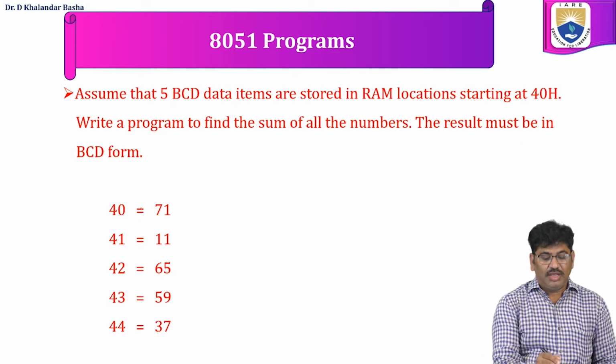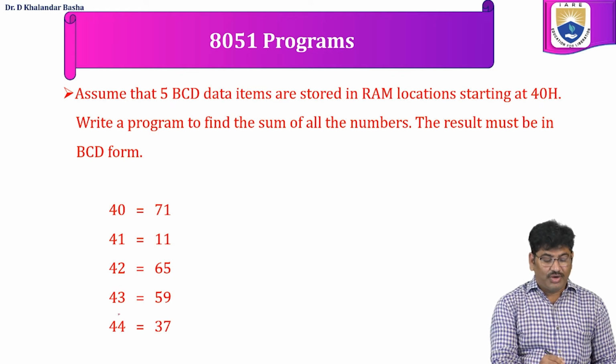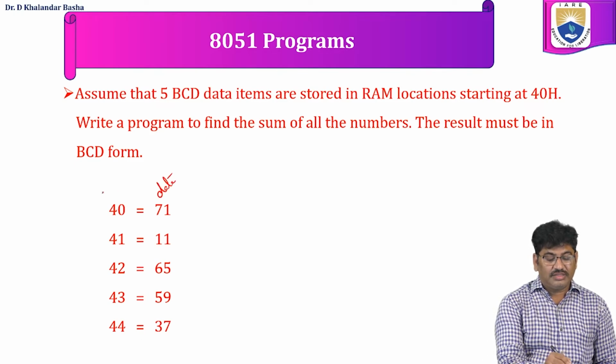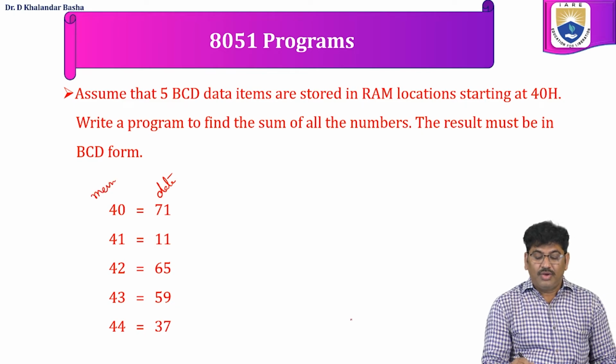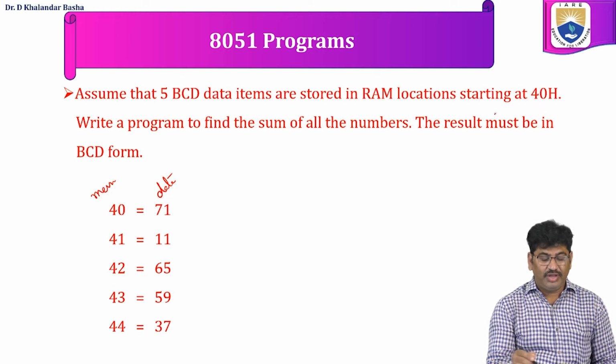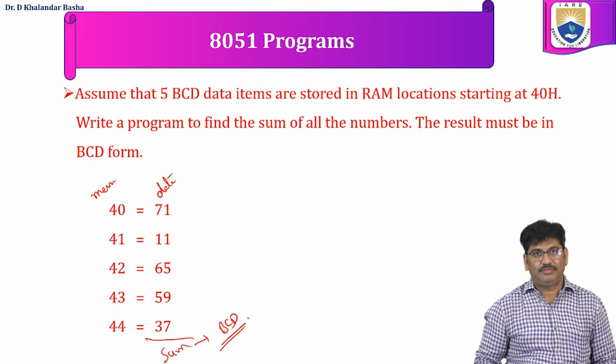Assume at the 40H location we have the data 71H, at location 41H it is 11H, at location 42H the data is 65H, at location 43H it is 59H, and at location 44H it is 37H. So here the data is there in these memory locations. We are having these 5 BCD values starting at memory location 40H. We need to find the sum of all these numbers. After finding the sum of these data, we have to convert it into a valid BCD number.